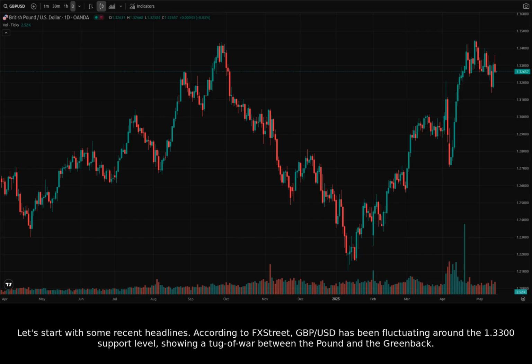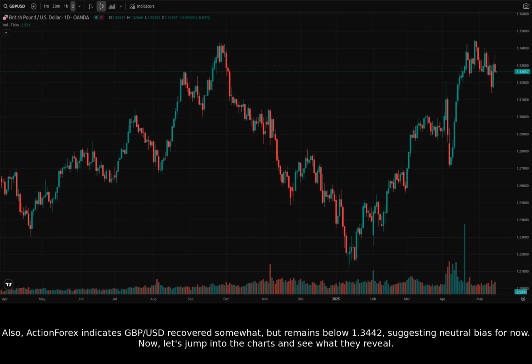According to FX Street, pound sterling to US dollar has been fluctuating around the 1.3300 support level, showing a tug-of-war between the pound and the greenback. Also, Action Forex indicates pound sterling to US dollar recovered somewhat, but remains below 1.3442, suggesting neutral bias for now. Now, let's jump into the charts and see what they reveal.